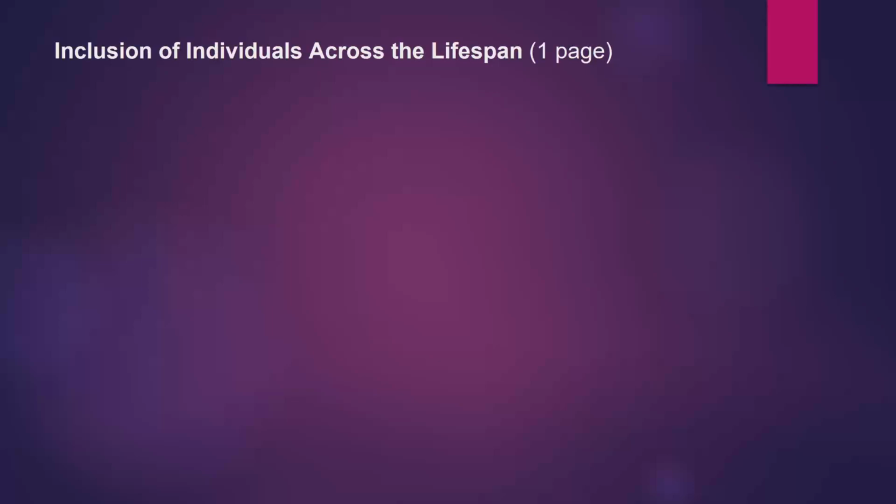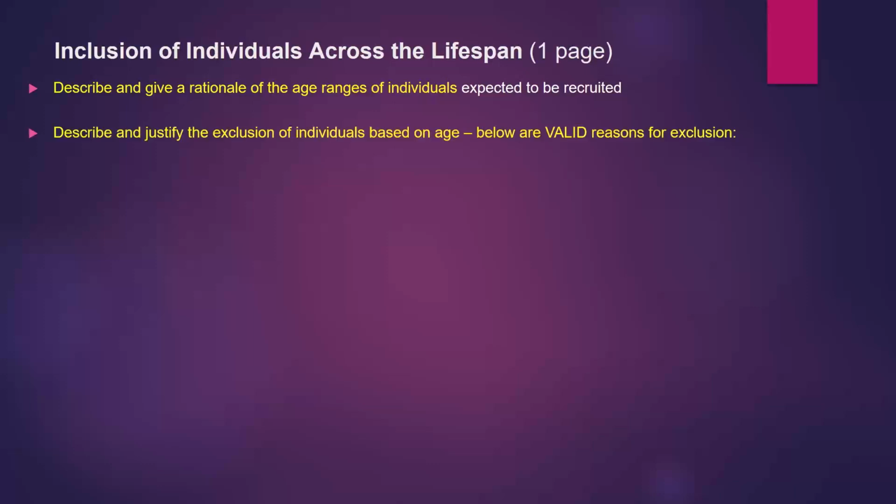Another section that you will be including is inclusion of individuals across the lifespan, and this is less than a page. So you're going to describe and give a rationale of the age ranges of individuals expected to be recruited for your study. So if you're doing new data collection, you want to describe and give a rationale of the age ranges. If you're doing secondary data analysis, you want to list the age ranges and explain the rationale, if you can find one, of why certain ages were included versus excluded. Then you're going to describe and justify the exclusion of individuals based on age.